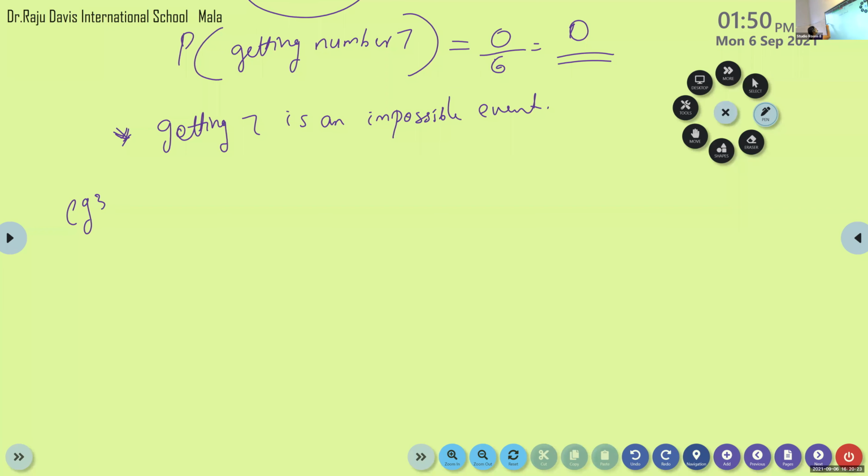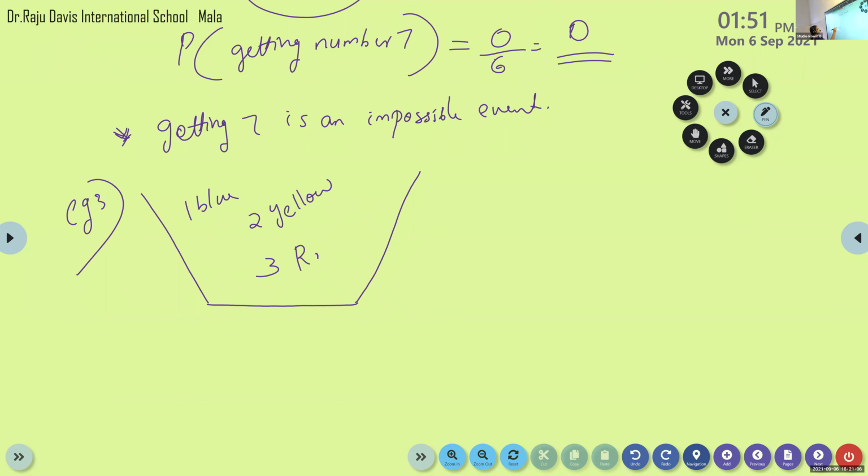Now, example 3. Suppose we have a basket which contains one blue ball, 2 yellow balls and 3 red balls. All are identical balls, only the color is different. We mix all these balls together.